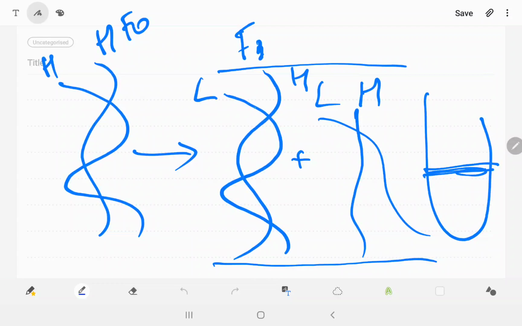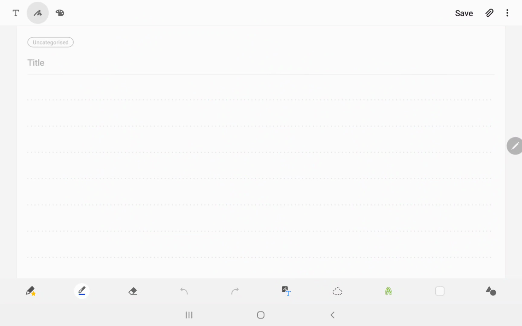Now, remember that light and H, in F1, you have two strands. Now you are going to make the F2 generation. Okay, I will draw this picture again, then we'll make it. This was our strand.